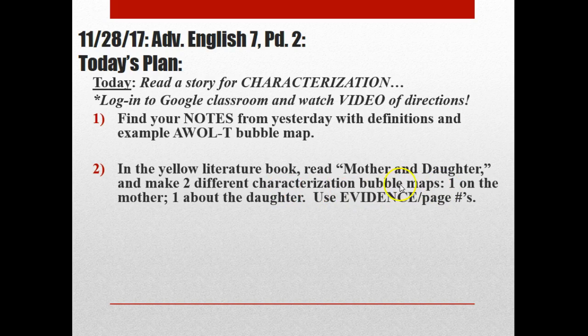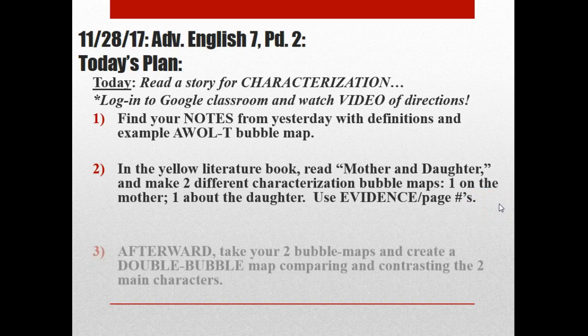You're going to make two different bubble maps, one about the mother and one about the daughter, and they both have names. So don't write mother in one. Like when you read, figure out her actual name. It's not a super long story, so put names for each. I need you to remember to use evidence and page numbers for each of your judgments. So in the middle, you're going to put a judgment. To the sides, you do evidence and page numbers just like we did yesterday. And if you forget what that looked like, then look back at yesterday's finished example on Google Classroom.